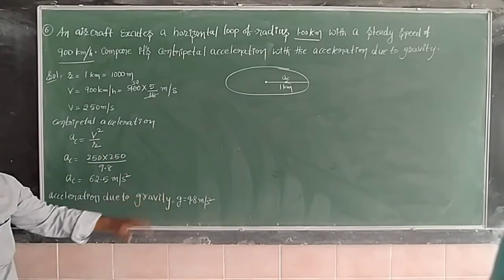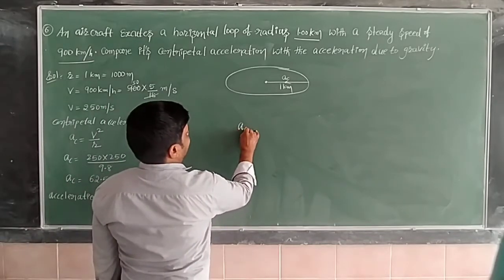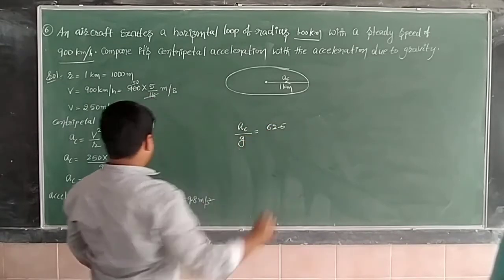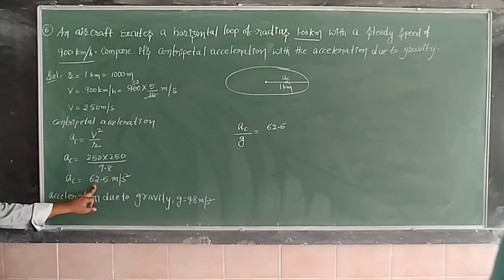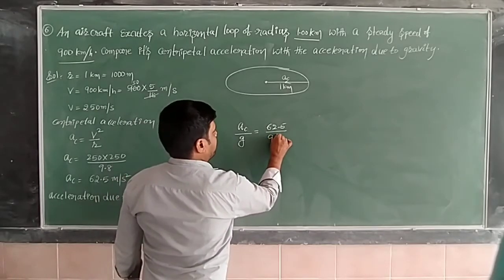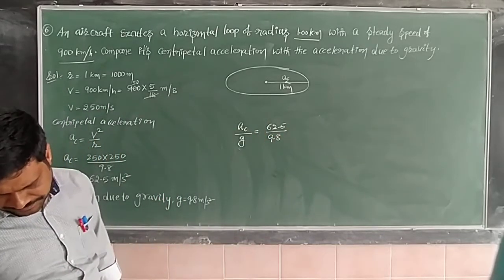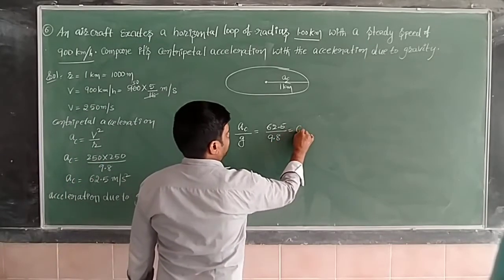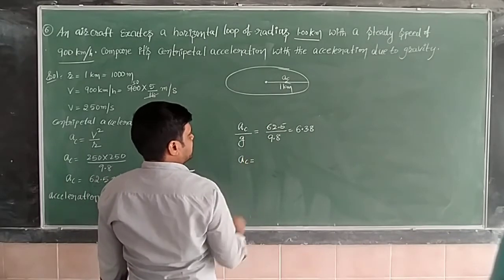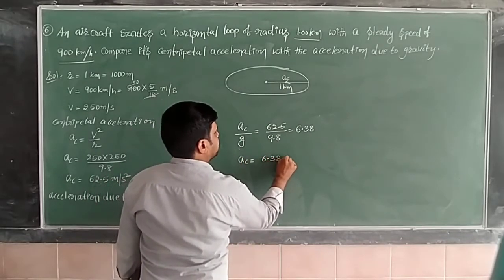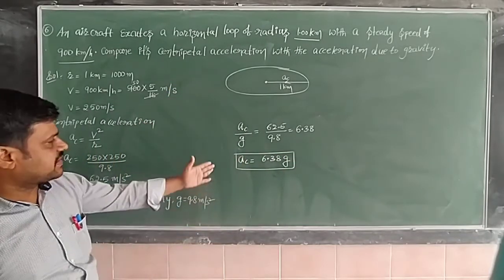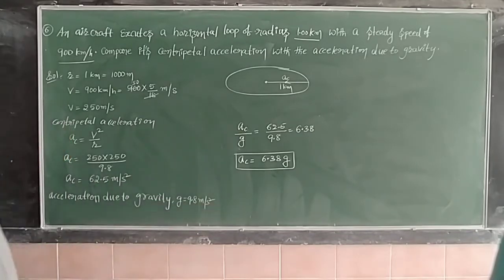So we have to compare these two. Centripetal acceleration divided by acceleration due to gravity is 62.5 meters per second square divided by 9.8 meters per second square. The ratio you get is 6.38. That means the centripetal acceleration is equal to 6.38 times the acceleration due to gravity. This is the comparison of these two.